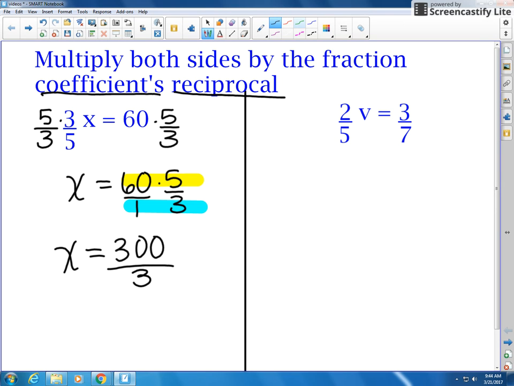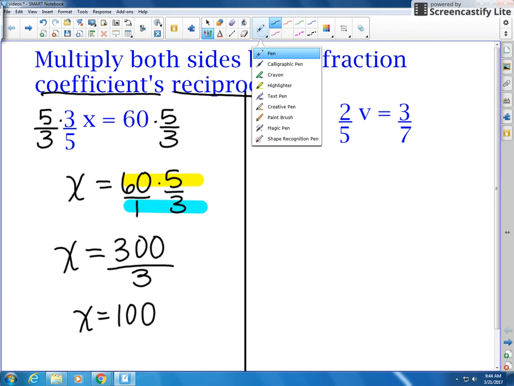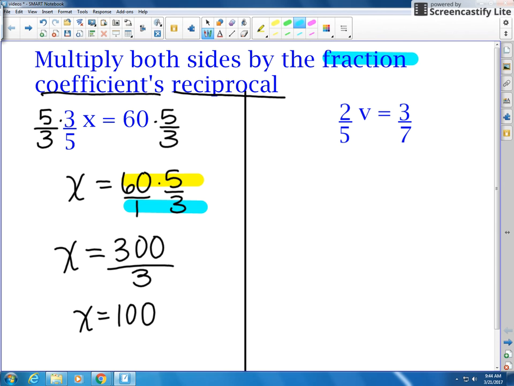Can't leave my fraction like that. I can never leave the numerator, the top number, larger than the bottom number. So I do 300 divided by 3, and x equals 100. This method will work if I have fractions. The important thing to remember is I am multiplying by the fraction's coefficient's reciprocal.